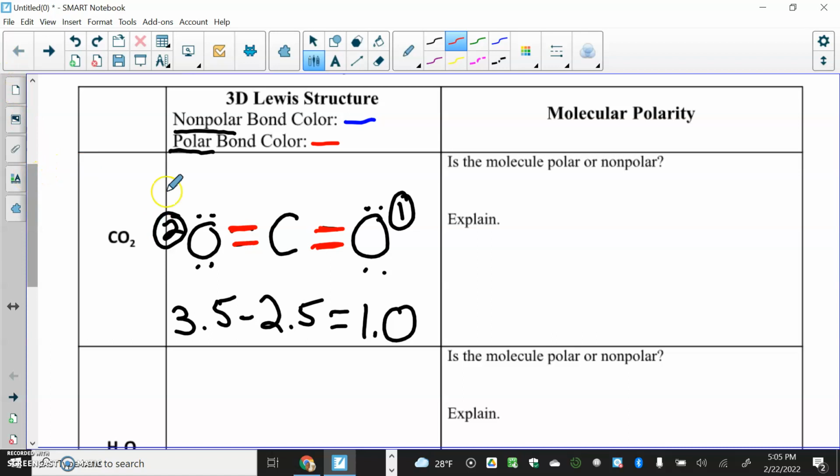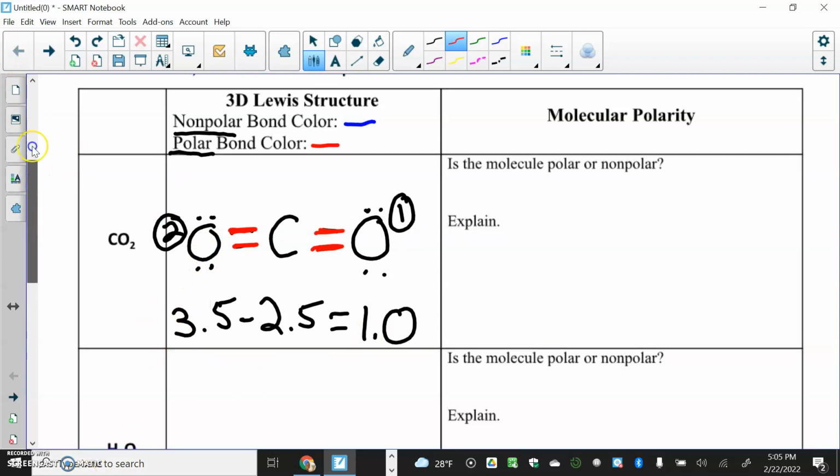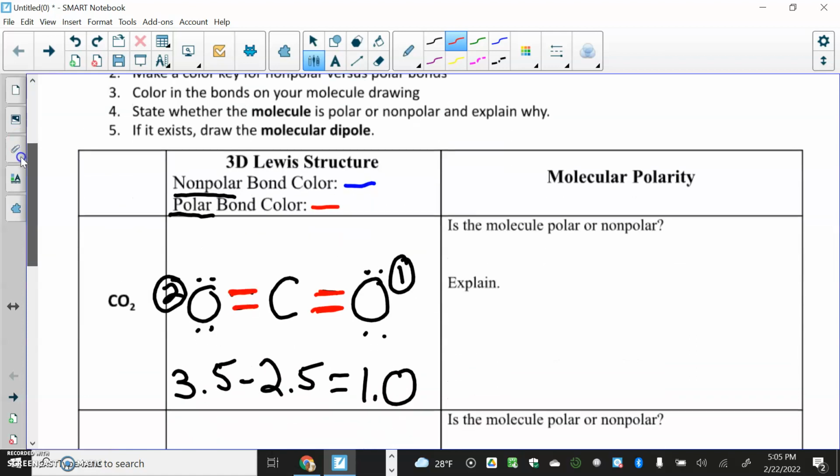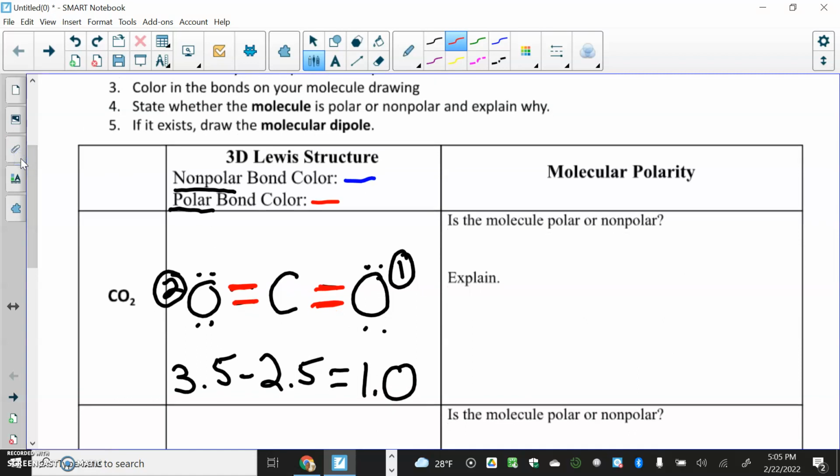Okay, I drew the Lewis structure. I determined if my bonds are polar or nonpolar. So let's look at what we need to do. Color in the bonds, just did that. State whether the molecule overall is polar or nonpolar and explain why. Okay, so now I've determined if my bonds are polar or nonpolar, but now I need to determine if the molecule, not the bonds, the molecule itself is polar or nonpolar.